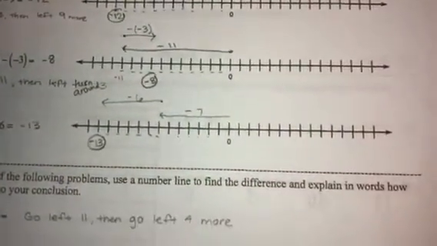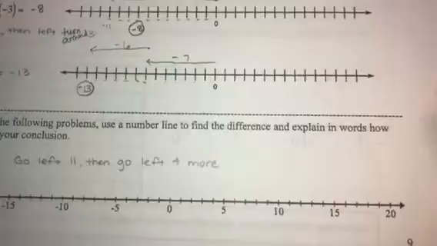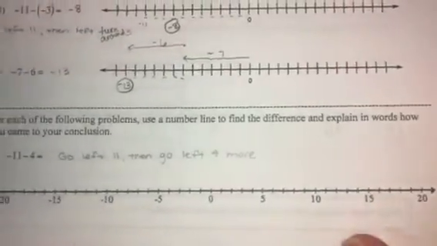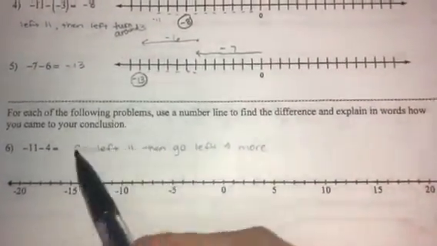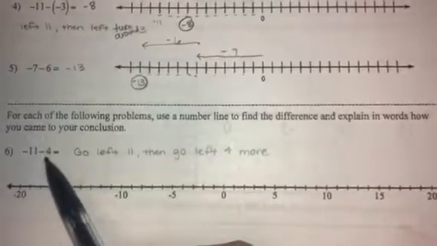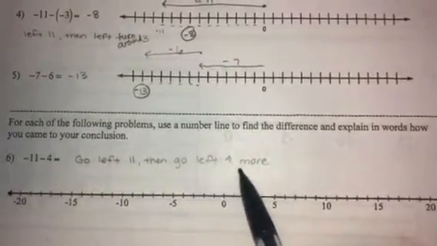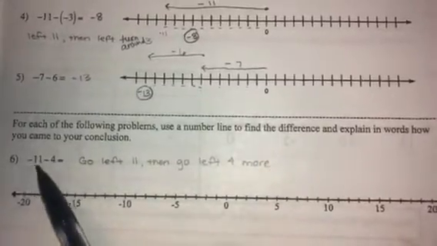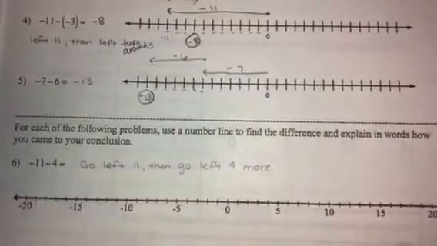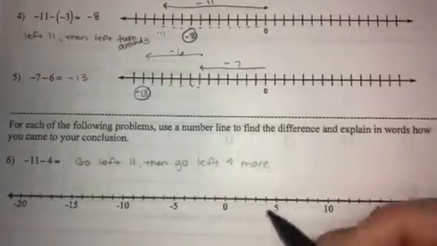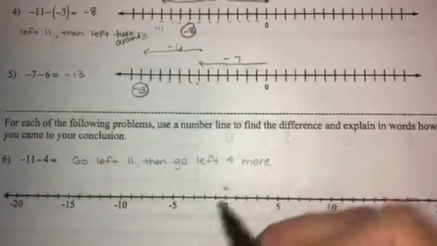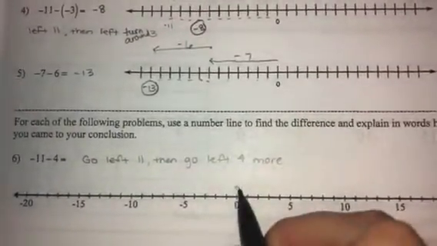For each of the following problems, use a number line to find the difference and explain in words how you came to your conclusion. So in number 6, negative 11 minus 4, remember our words, go left 11, then go left 4 more. So let's explain. So the negative direction is moving left, so we can explain it that way. And this one's nice because it has more numbers on there. We don't have to count all the tick marks.